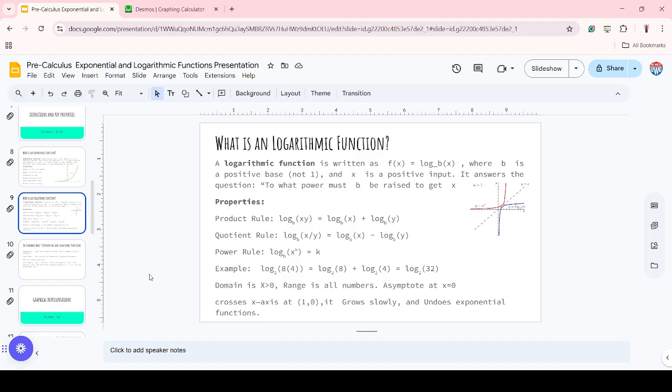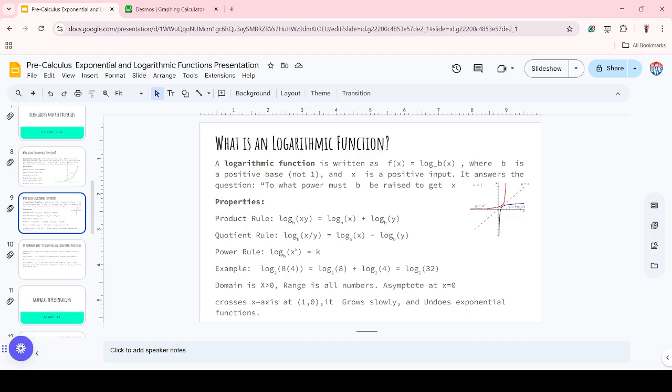So we know that our domain is going to be x is greater than 0. We see that our range is all of our numbers. Our asymptote is going to be at x is equal to 0. And of course, a logarithmic function crosses the x-axis at (1, 0). It will grow slowly and it undoes exponential functions. We will go ahead and plot an example on Desmos.